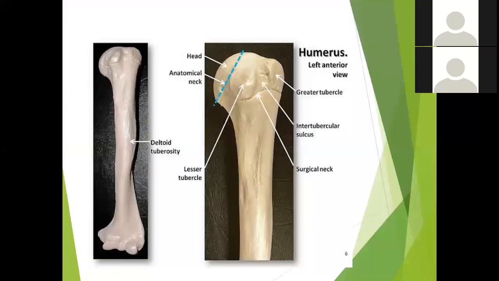Next you can see in this picture the upper end of the humerus. You can see the greater tubercle. The lesser tubercle always faces anteriorly, the greater tubercle faces laterally, and between both tubercles you can see the intertubercular sulcus. You can see the anatomical neck in this picture. The surgical neck is the constricted area between the upper end and the shaft.